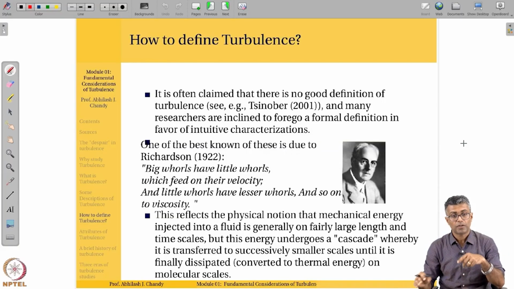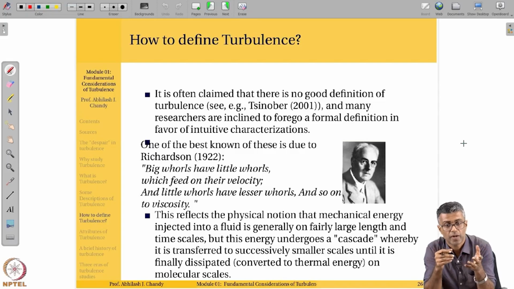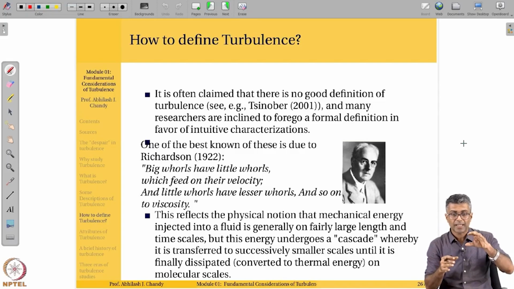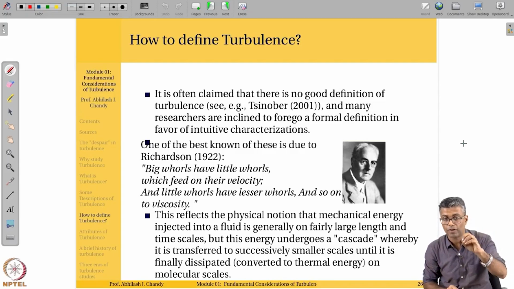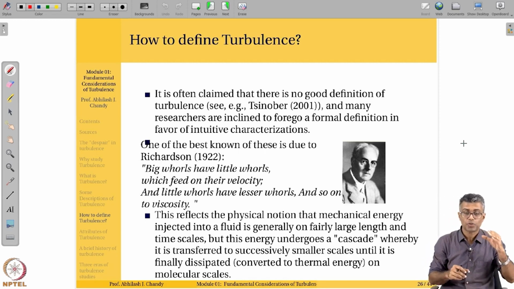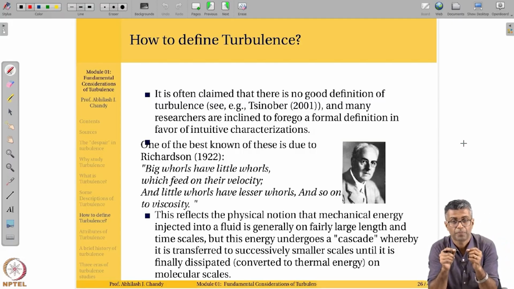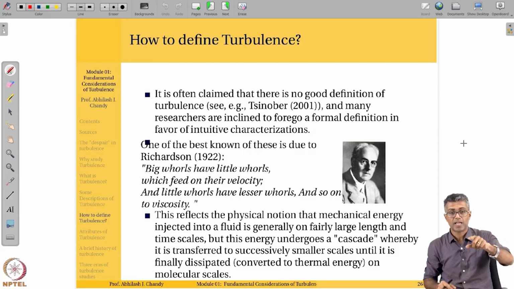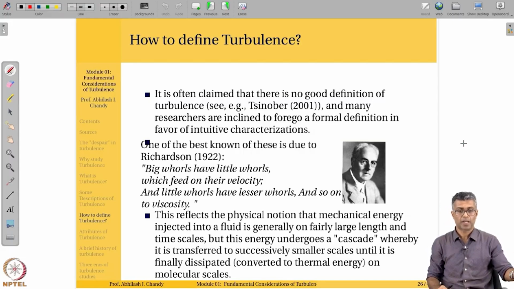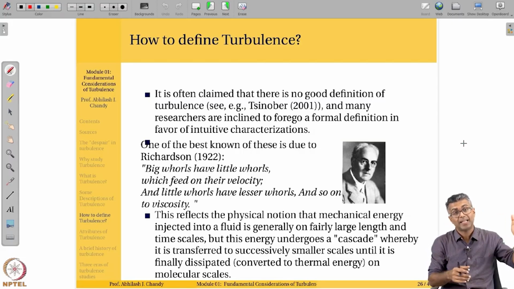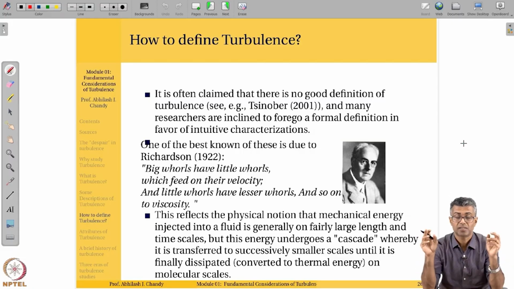So the first definition was Richardson's, right? And here, remember, he had a lot more information in his definition. The fact that he was talking about the energy cascade is the important point here. What he's essentially saying is that the mechanical energy is injected into the fluid at the large length scales. That is what he means by feed on their velocity. At the large length scales, and then the energy undergoes a cascade.